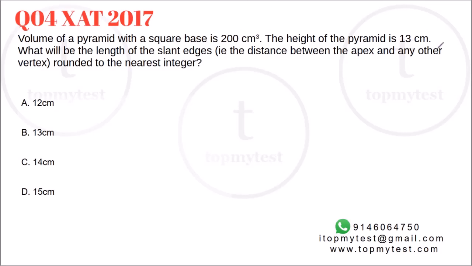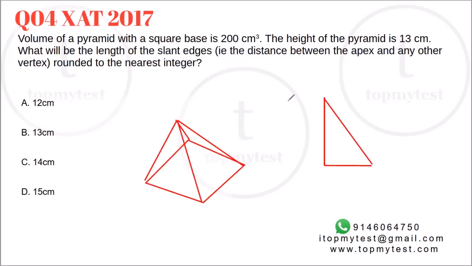The height of the pyramid is 13. What will be the length of the slant edges? That is the distance between the apex and any other vertex, rounded to the nearest integer. So let me draw this part again. You need to be a little careful with the question though, right?